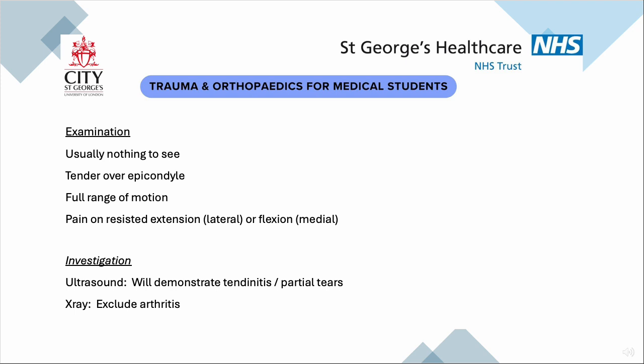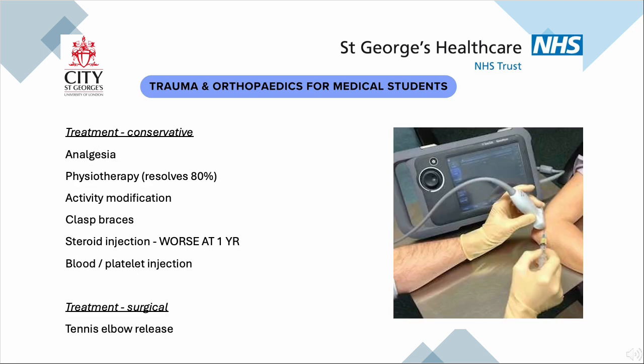You can take an X-ray just to exclude arthritis, although you should have a pretty good idea that it's not there already. And an ultrasound will demonstrate the tendinitis or partial tears of the tendon. The vast majority of treatment for these conditions is conservative, with analgesia, rest, activity modification, so stop playing tennis or golf, whatever it is, for a while and allow it to settle down. And we know that this is a self-limiting condition. You can try these clasp braces that go around the forearm, and they certainly do settle some of the symptoms.